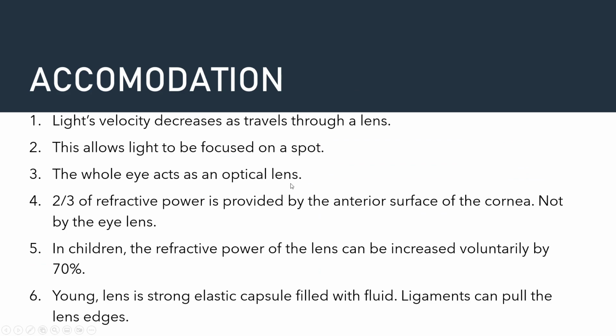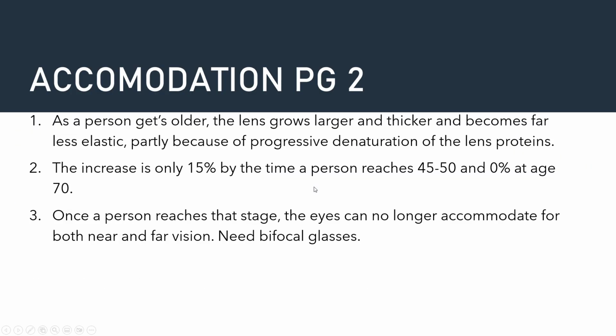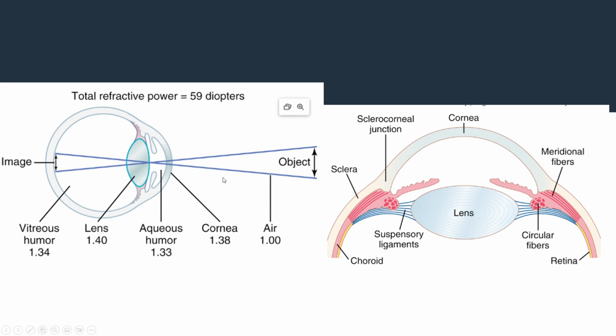The whole eye acts as an optical lens. So in the picture on the left, the lens itself provides 1/3 of the refractive power. The rest is provided by the remaining parts of the eye. Even the fluid in the eye is working to bend the light.